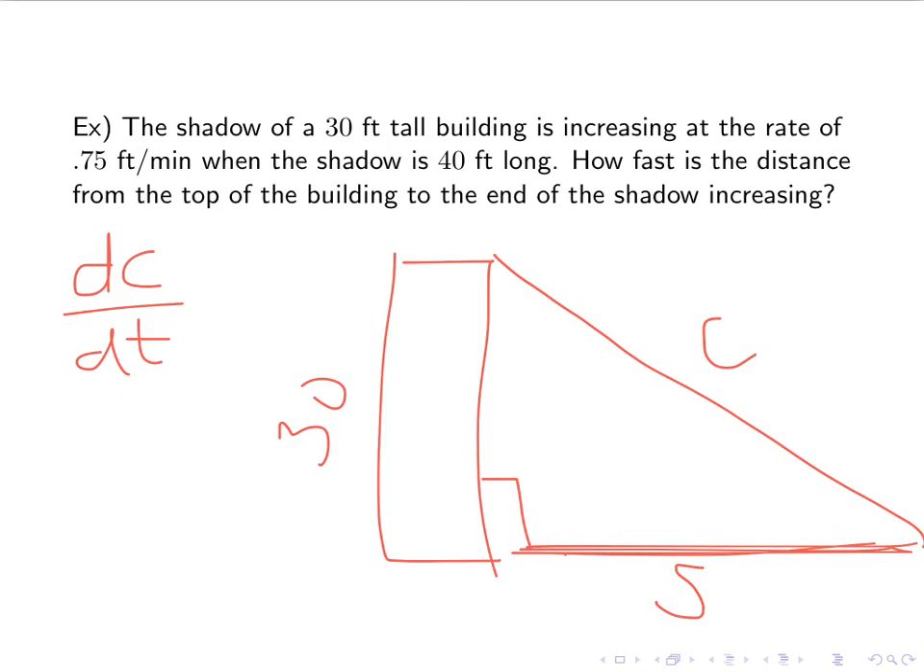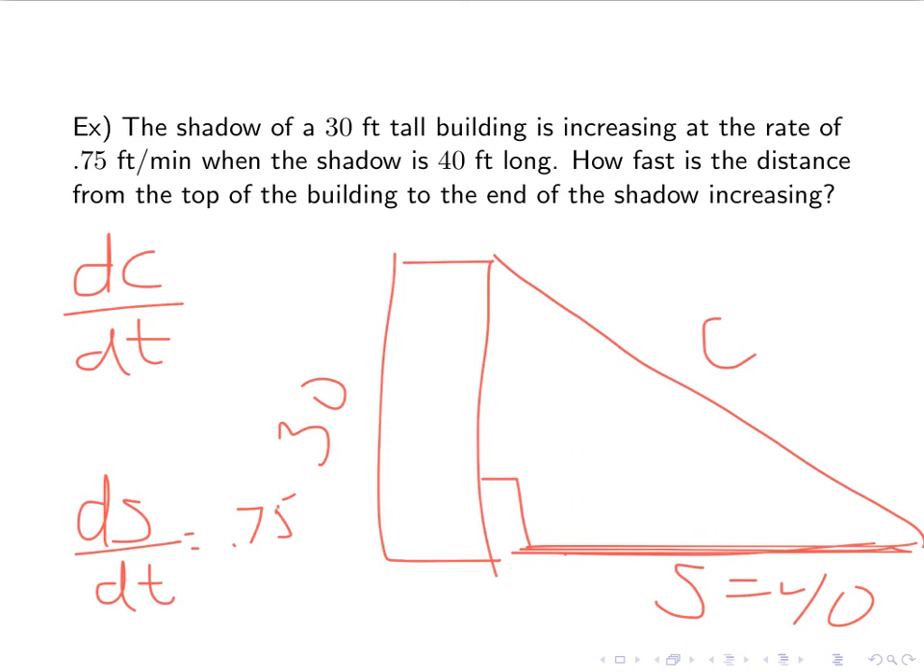Okay, so the shadow of a 30-foot tall building is increasing at the rate of 0.75 meters per minute. The shadow is increasing, so I know the derivative of the shadow, which is ds/dt, is 0.75. I also know the shadow at a particular point, again, as 40. And again, the building is 30. So this is all the information I have, and then I have to put it together.